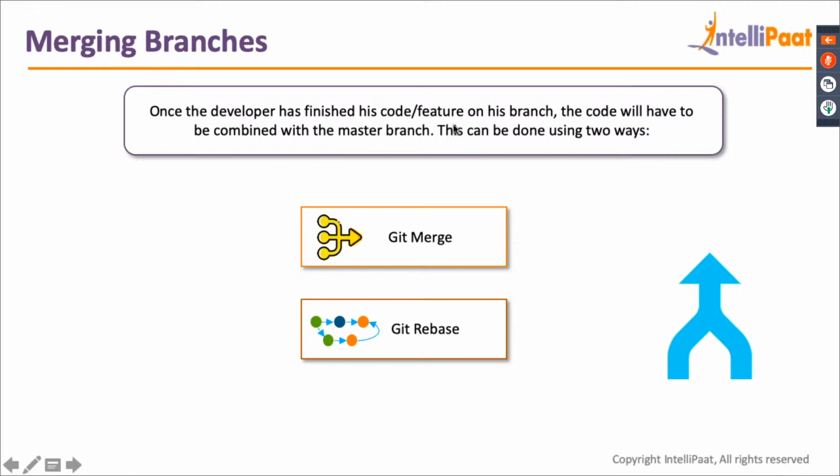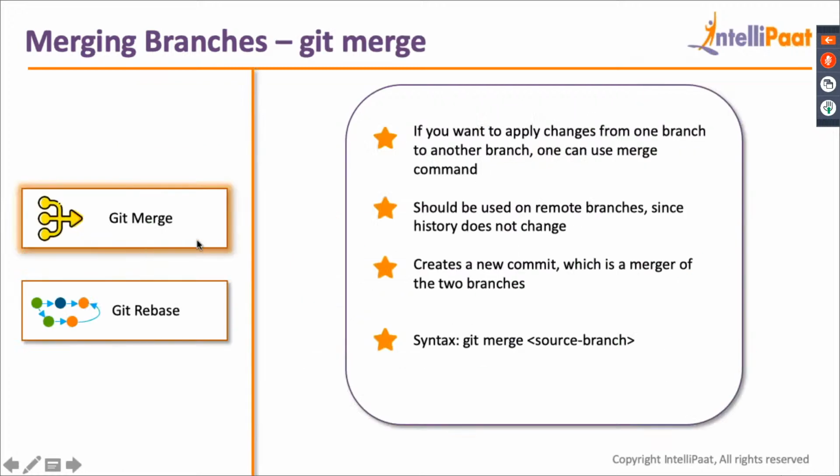Now, when you want to merge, there are two ways of merging. One is called Git Merge, and the other is called Git Rebase. So we'll be understanding both of these. So Git Merge basically means that when you're done with the code and you want to basically commit it to the main branch, you do a Git Merge.